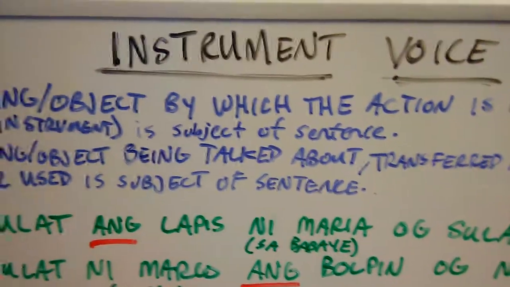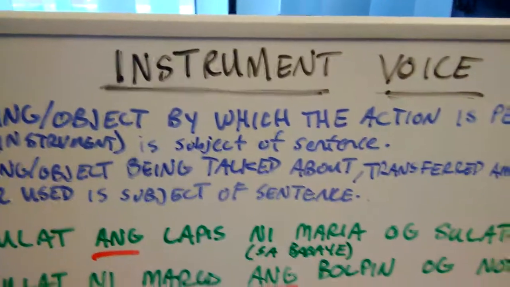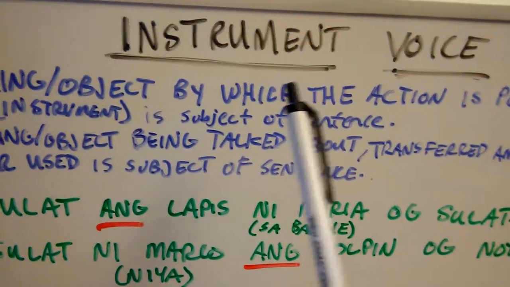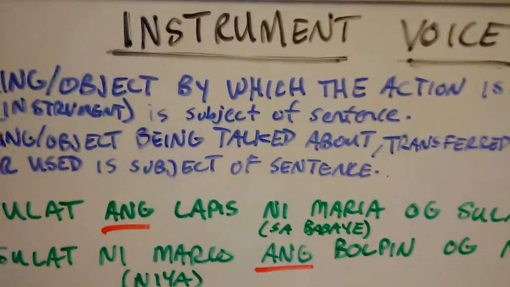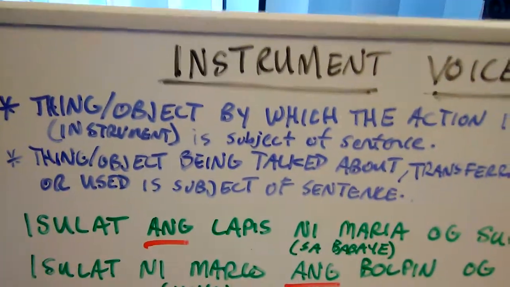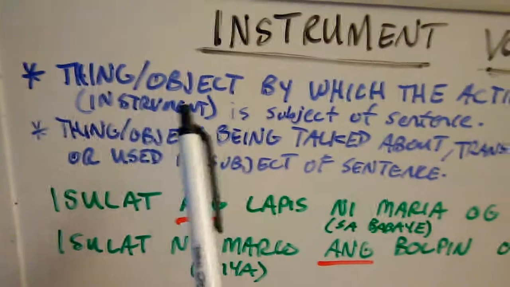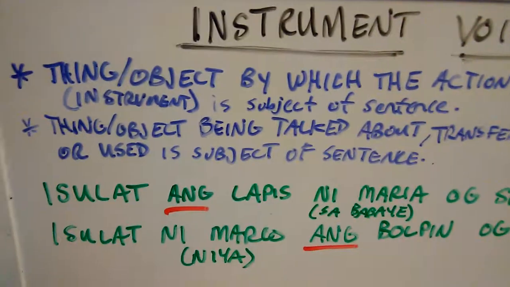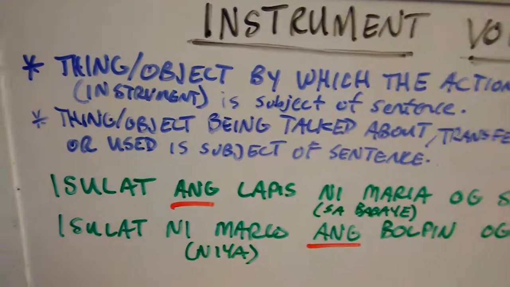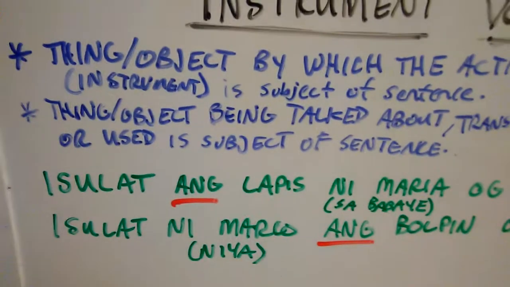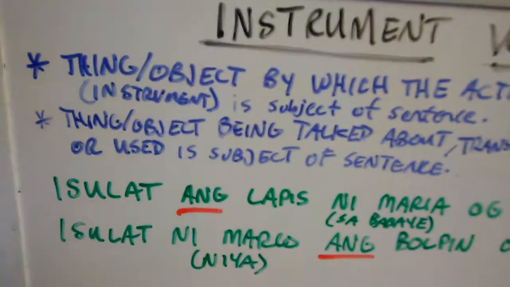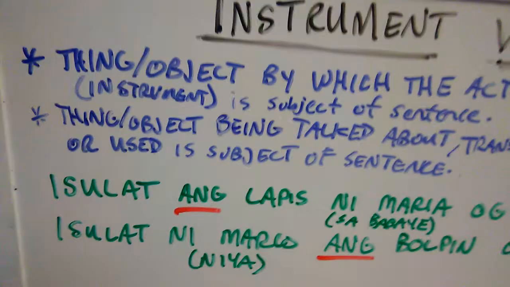For the instrument voice, take note that it's called the instrument voice, right? There's got to be a reason why it's named instrument. So the one thing is that it's an instrument, right? It's going to be a thing slash an object. So an inanimate object or a noun, right? We're going to look at it as a noun, but it's an inanimate noun, meaning it's a non-living noun. It's got to be some sort of thing, right?